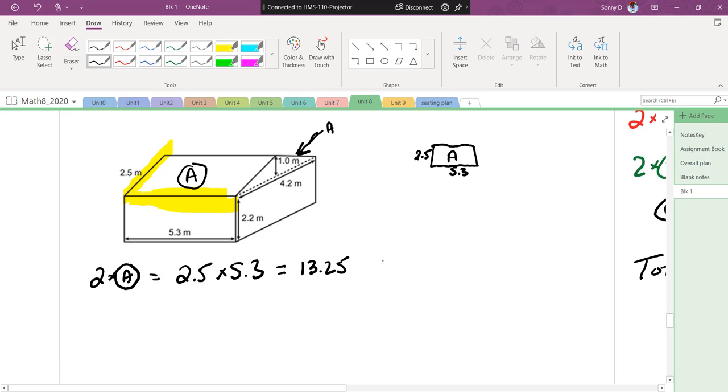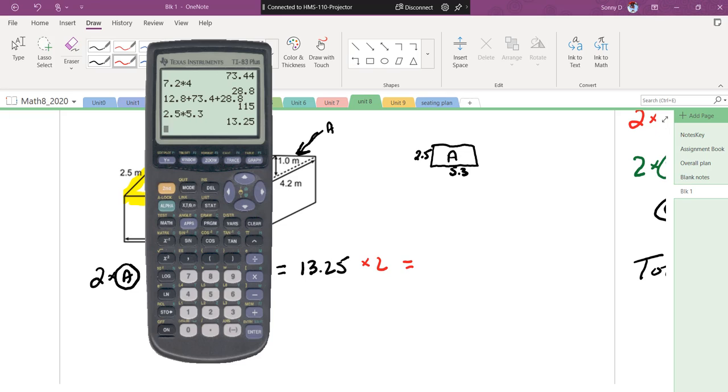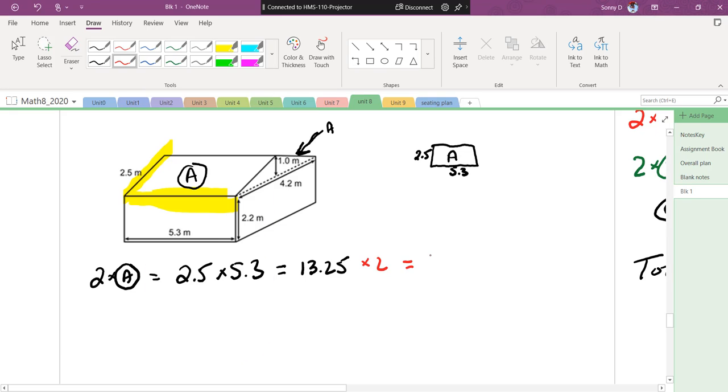The trick comes to the next part is, hey, how do you easily double it in your calculator, right? So you times it by 2 because we have 2 of these sides. We end up with 26.5. Okay.